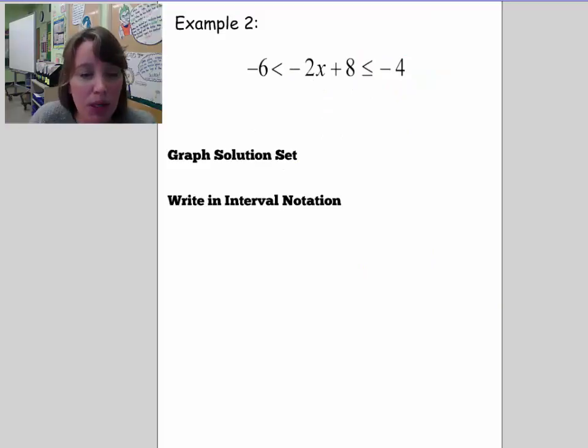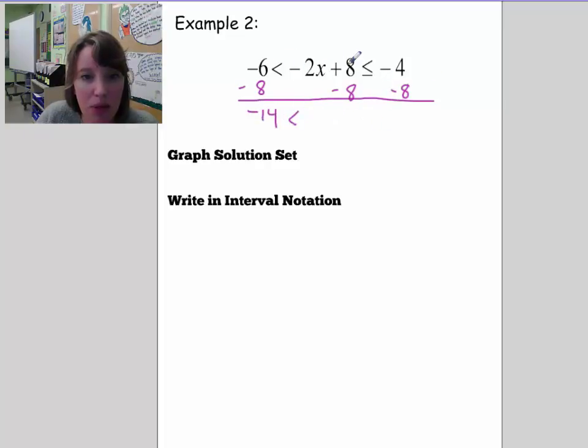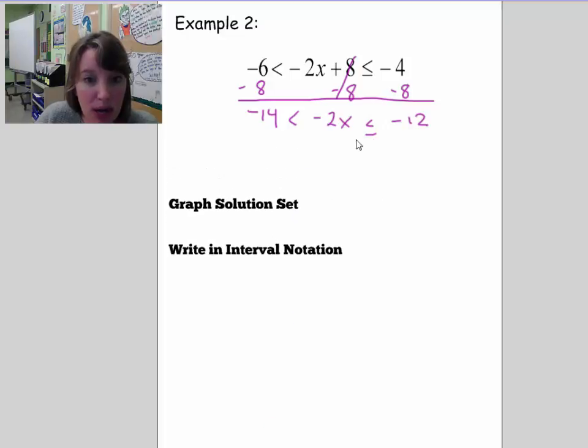Okay, let's try another one here. Now when I start to solve, I want to remember that I'm subtracting 8 from every part: the upper, the lower, and the middle parts. This is -14 is less than, here I have -2x is less than or equal to -12. So this is saying that -2x must be between -14 and -12.